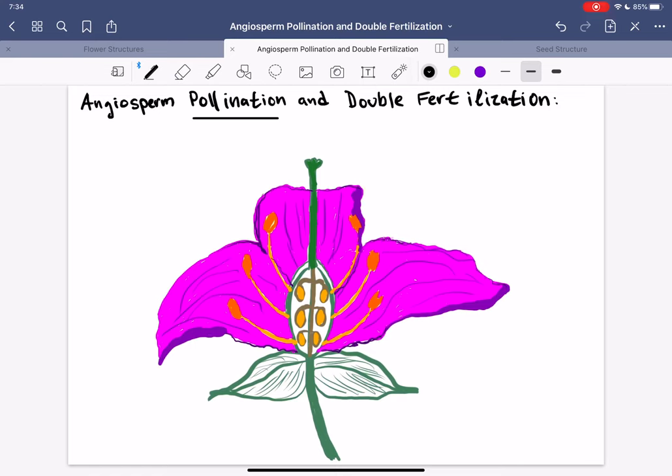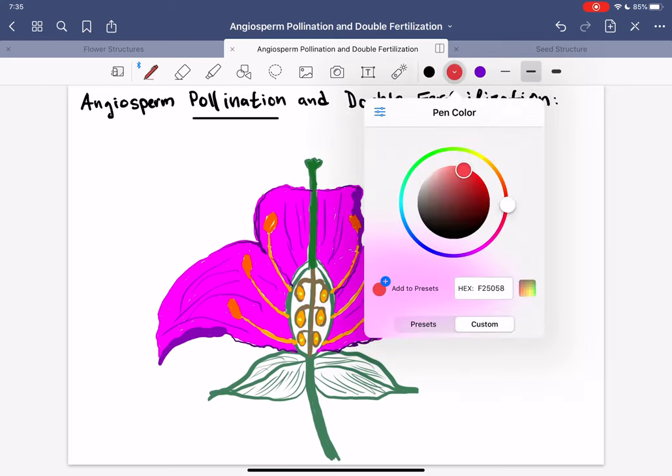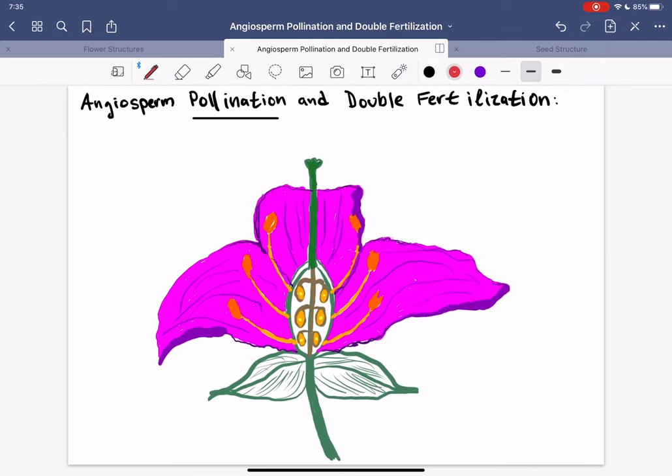So I'm going to draw my pollen. Let's see. So I was drawing the eggs in yellow. Let's pick a different color for the pollen. So let's say the pollen is red. Okay, so assuming things worked out for the plant, the pollen is going to land on top of the stigma. That's it. That's pollination. Once the pollen grains land on the stigma, this plant has been pollinated.